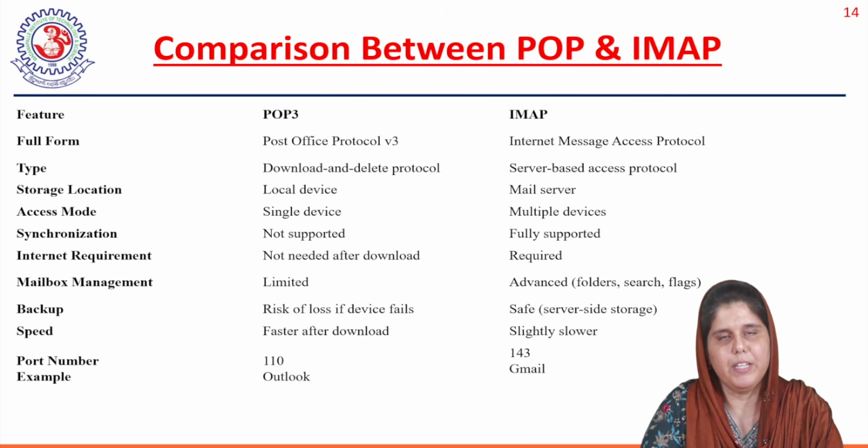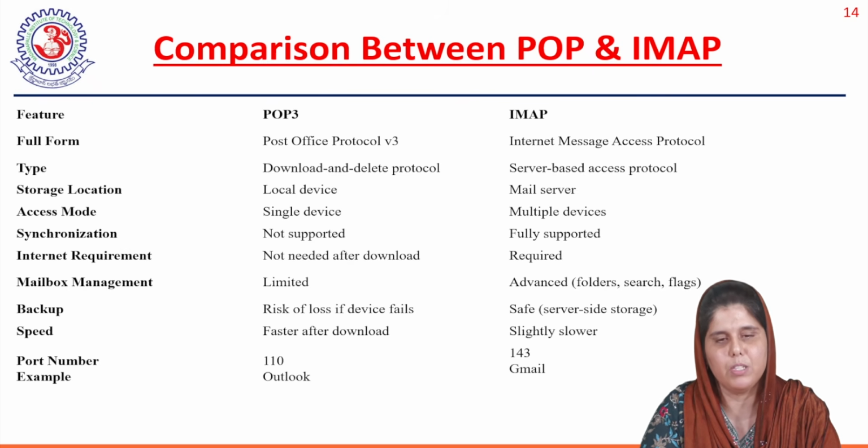And as we discussed previously, the port number we use for POP is 110 and for IMAP is 143. And finally, the best example for POP is the Outlook mails which we are using, and its server is the Microsoft server. And the example for IMAP is Gmail, which we are using, and the server is the Google server.